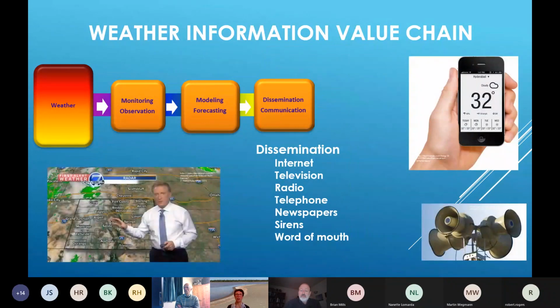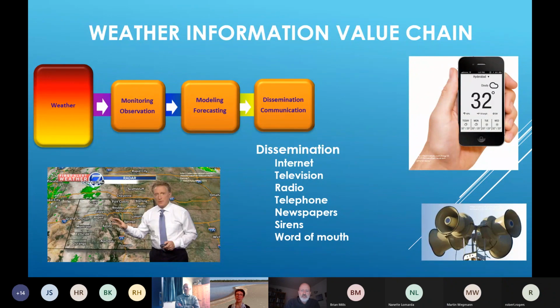Dissemination used to be a pretty limited set of options, but now there's everything: word of mouth, sirens, newspapers, probably not as much as it used to be. I used to get my forecast in the newspaper, but now I get it 20 times a day or more on my cell phone. Even social media is a major distributor of information.